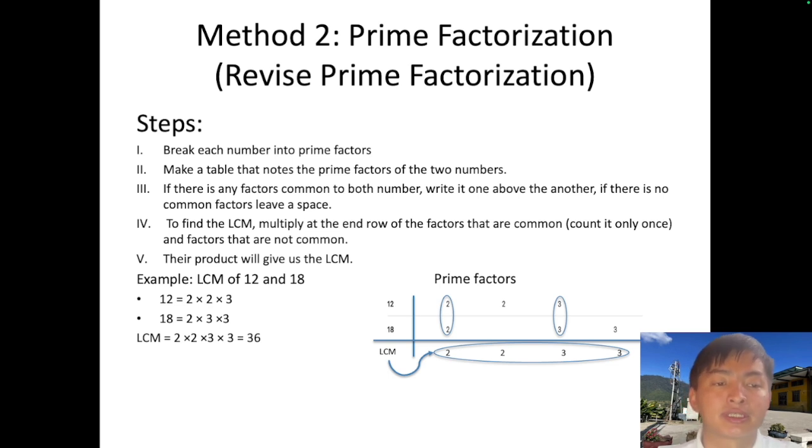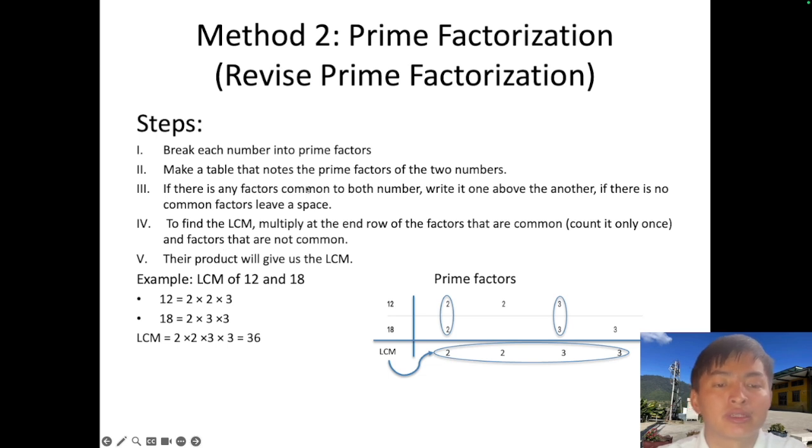In this method, what we do first is break each number into prime factors. So for example, 12 and 18 here. 12 when broken down into prime factors is nothing but 2 times 2 times 3. Similarly, 18 is 2 times 3 times 3. So the first step is always to break down the numbers into prime factors.